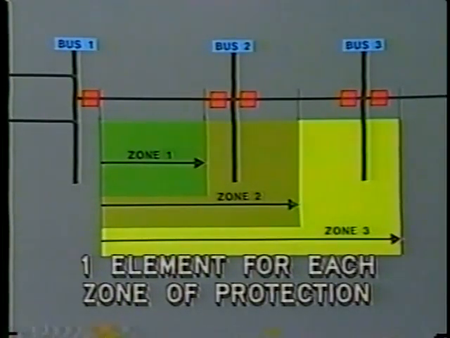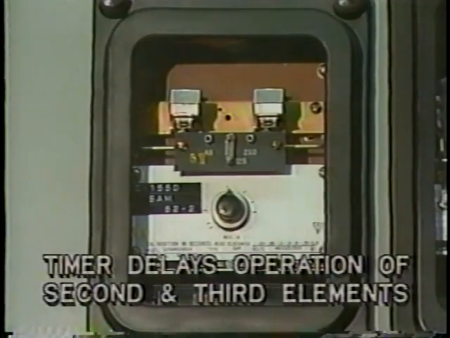Usually a second element is installed to protect the remainder of the line and reach out into the second zone. A third element may be added to reach even further and so provide backup protection for the first and second zones. In each case, a timer is added so as to delay operation of the second and third elements in order to allow the primary protection to operate in those zones.